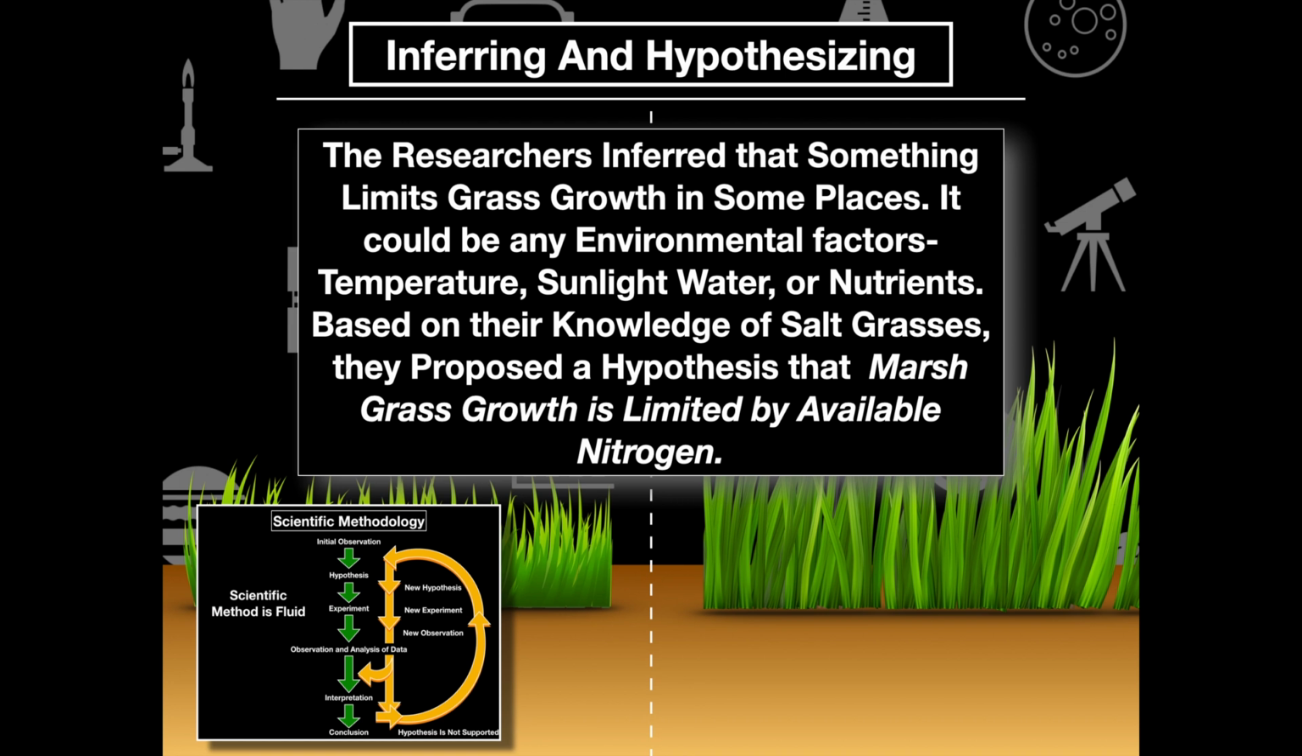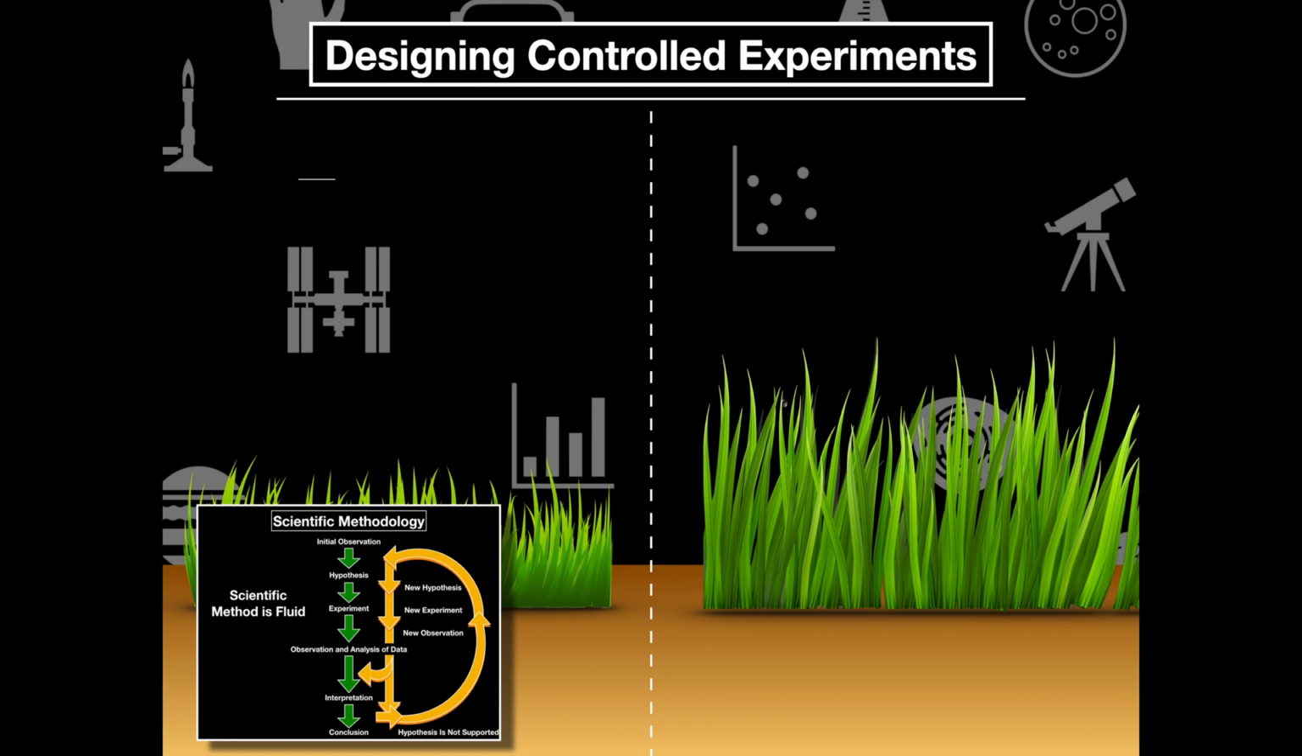Now, the researchers inferred that something limits grass growth in some places. This is where we infer and hypothesize. It could be any environmental factors such as temperature, sunlight, water, nutrients, and based on their previous knowledge of salt grasses, they propose a hypothesis that marsh grass growth is limited by the available nitrogen.